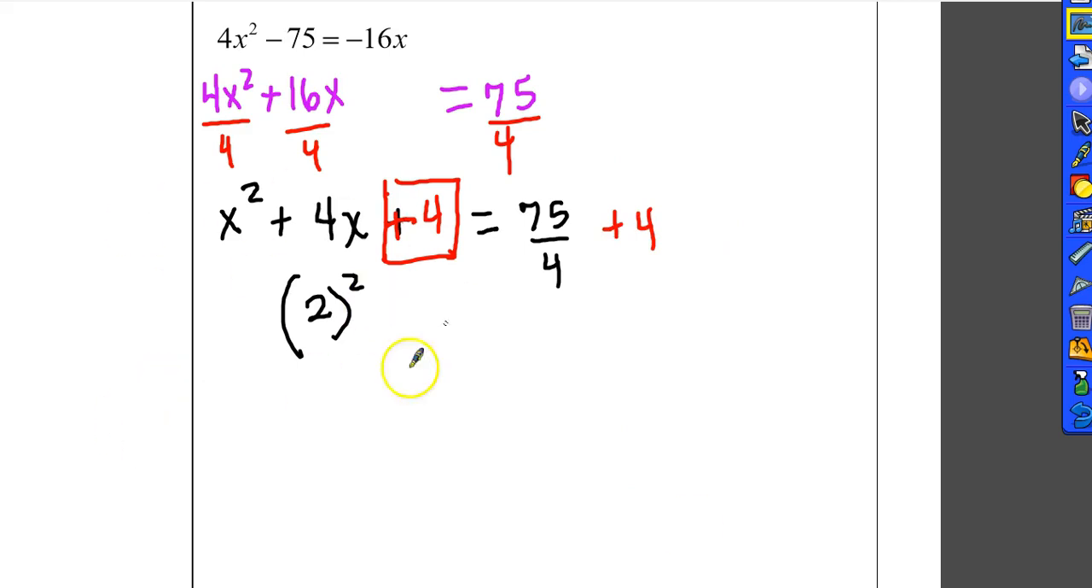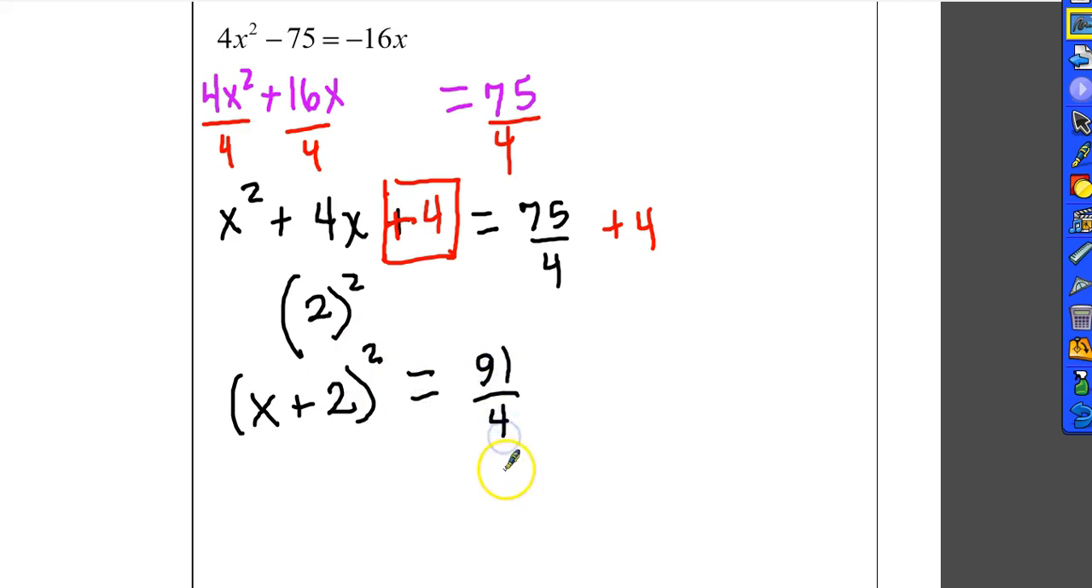Okay, so now we're going to factor. So this would factor to x plus 2 quantity squared equals 91/4. And again, if you're wondering how I did that, I just tucked a 1 under that and did times 4 over 4. So 75 plus 16 is 91.